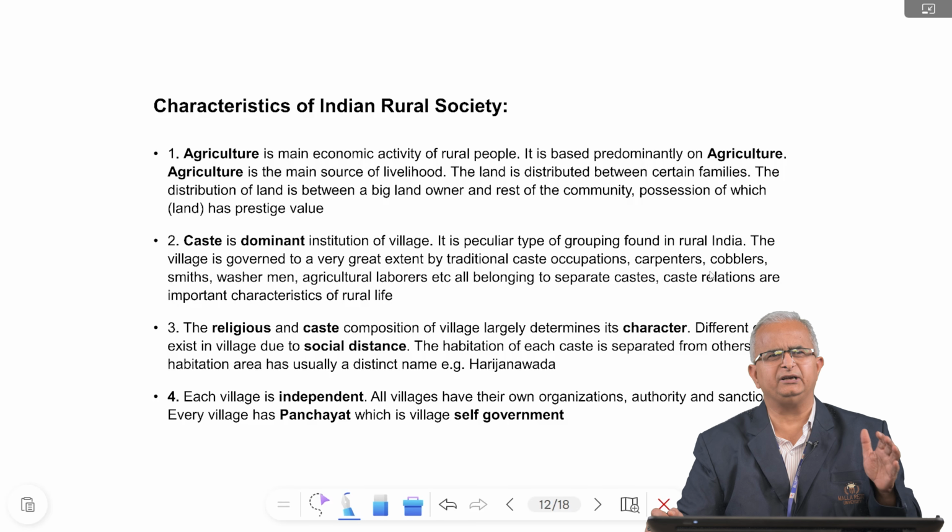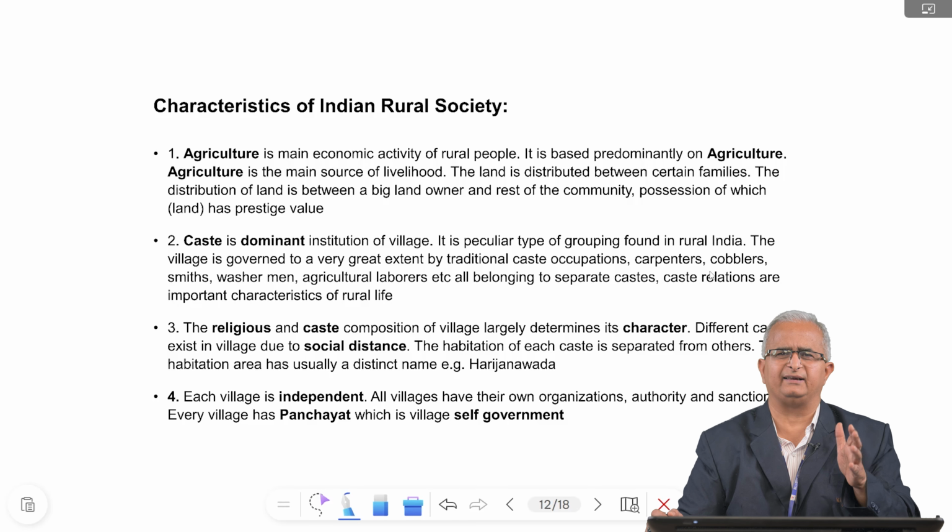Traditional caste occupations exist in the villages, like cobblers, washermen, and goldsmiths. And the religious and caste composition of each and every village builds up the character of that particular village. Each village will have different caste compositions and religious compositions.